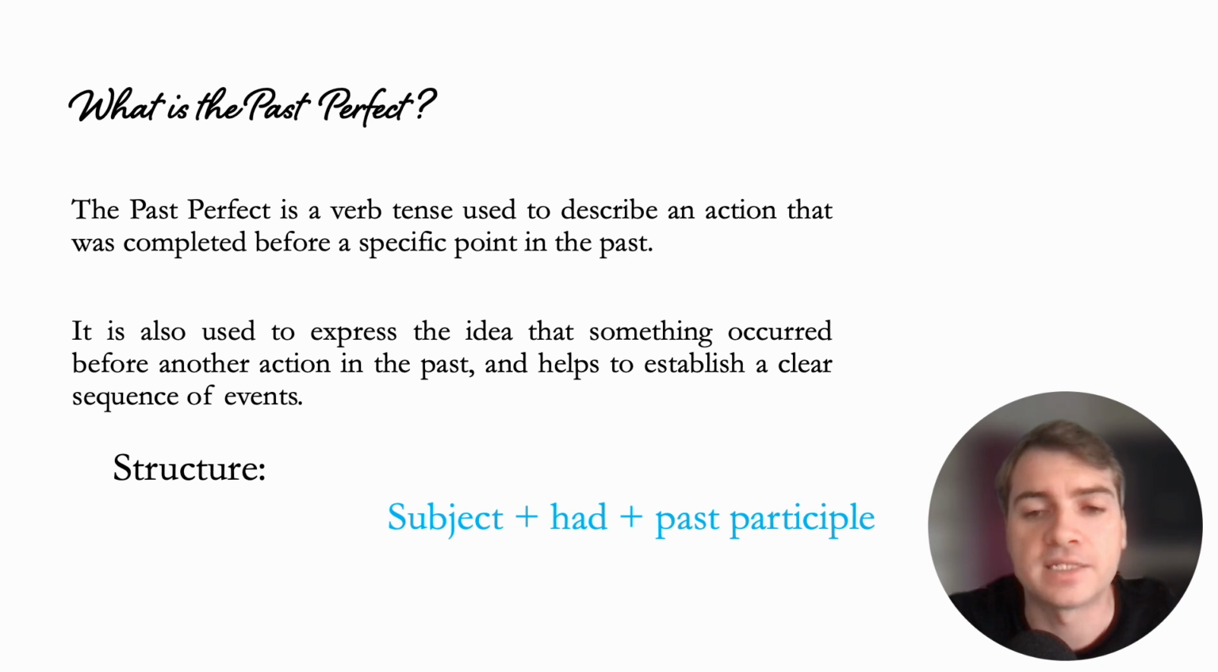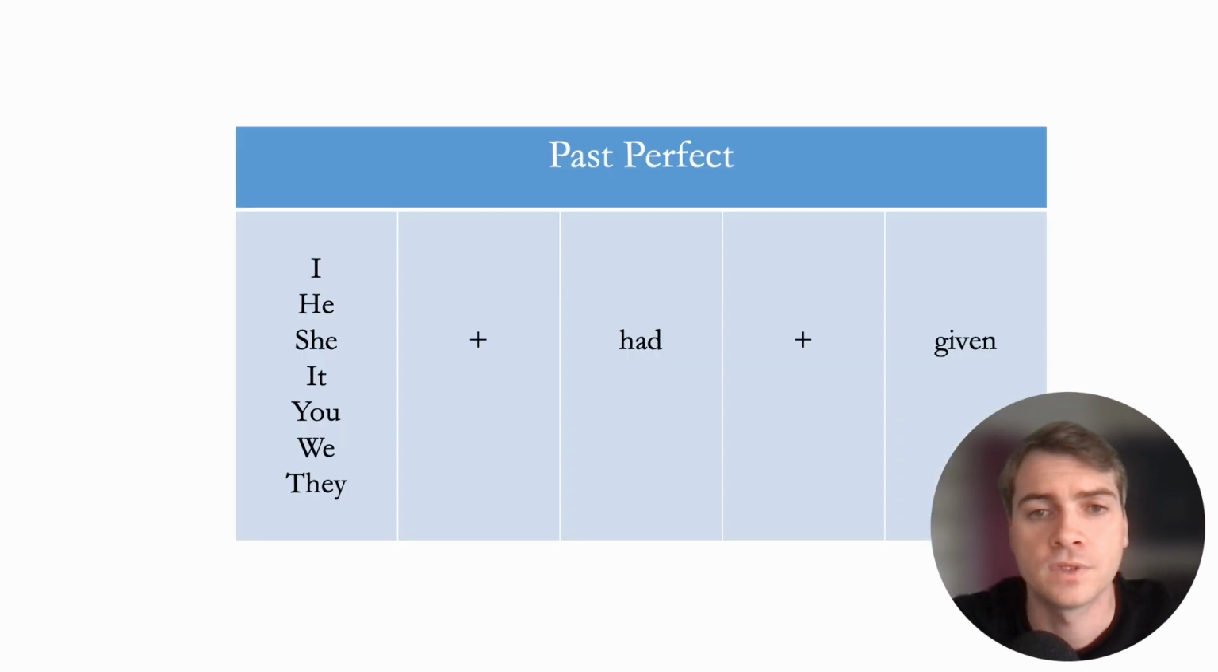The structure for the past perfect is the subject plus had plus the past participle. So pretty much the same structure as the present perfect, except that this time it will always be had. You don't have to change it at all depending on the subject. So this is definitely one of the easiest verb tenses to conjugate. So for example, if we take the verb to give, it would be exactly the same for all subjects. I had given, she had given, they had given, it had given. Okay, all the way through, it's exactly the same every time.